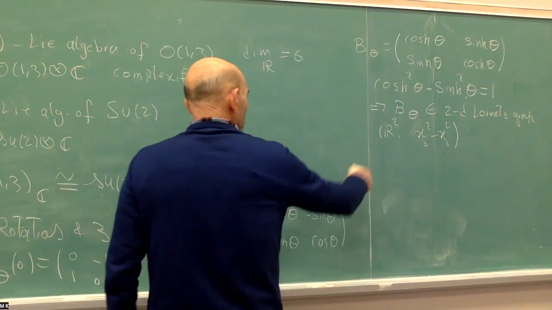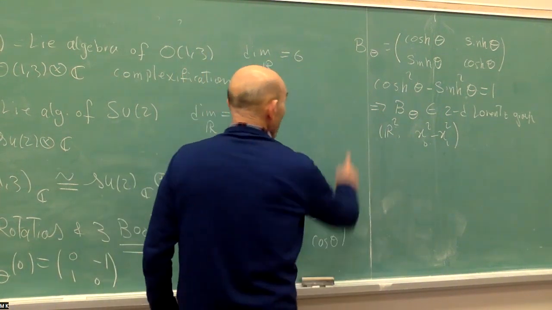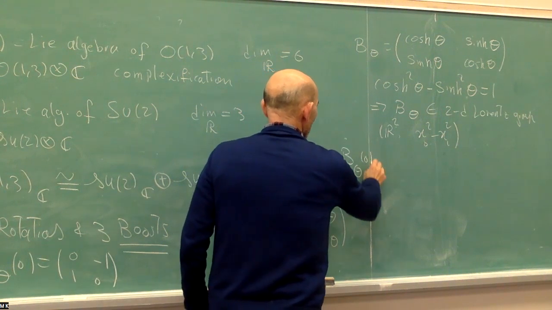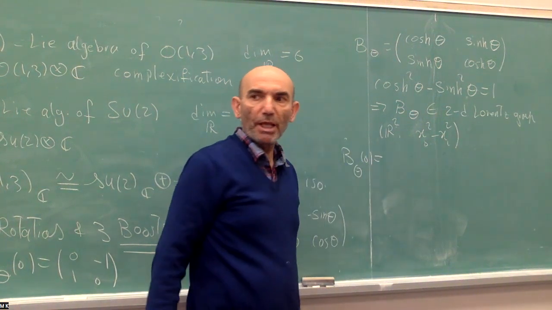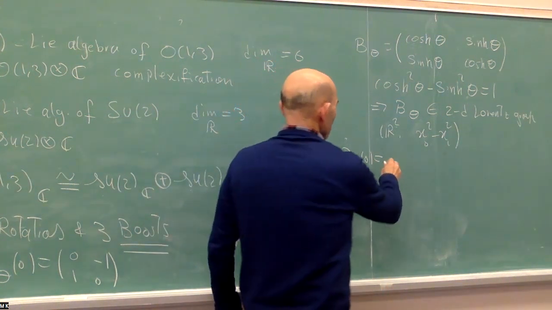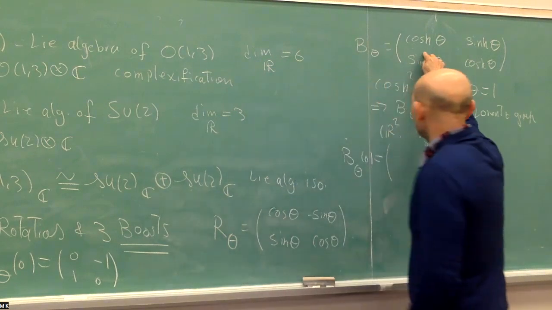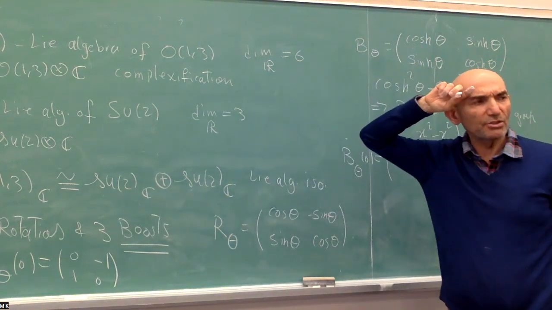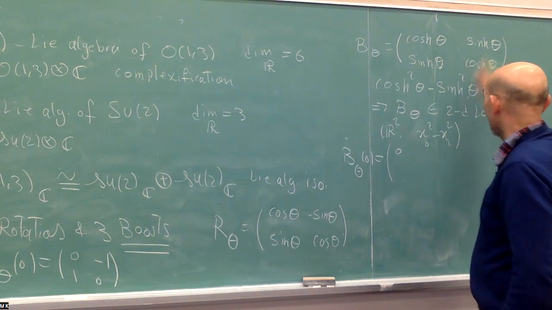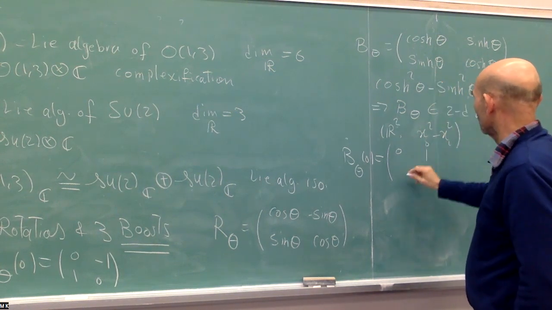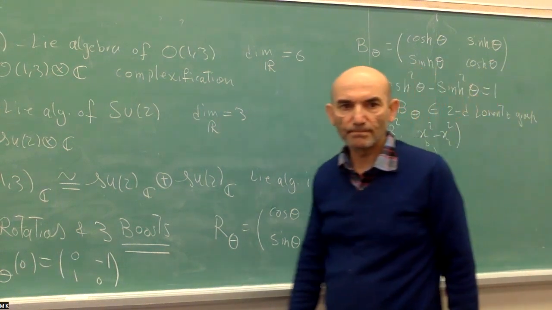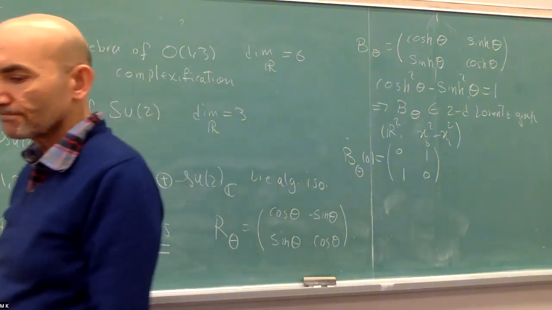Okay, so then similarly here, we can also differentiate these at 0, and then you get a matrix, the infinitesimal generator of the boost, which is the derivative of cosh is sinh, which is 0 then. The derivative of sinh is cosh, which is 1. So we get this one.